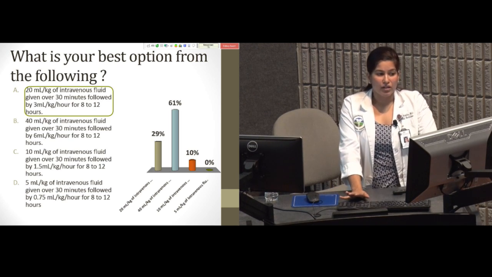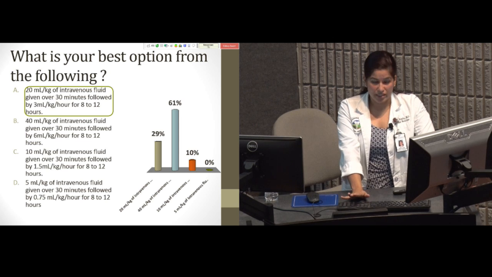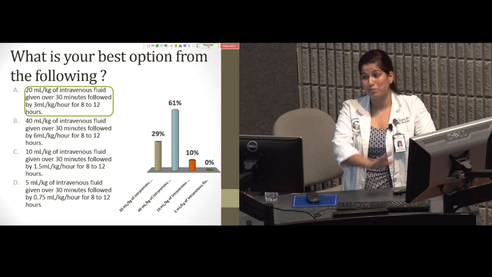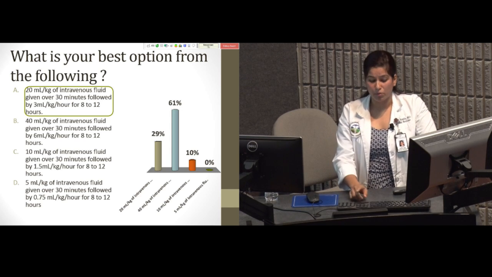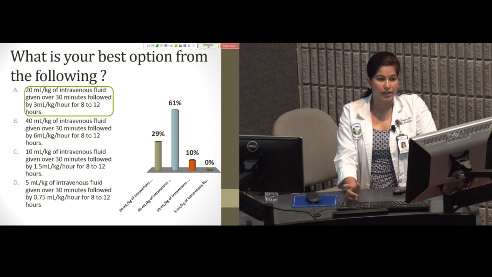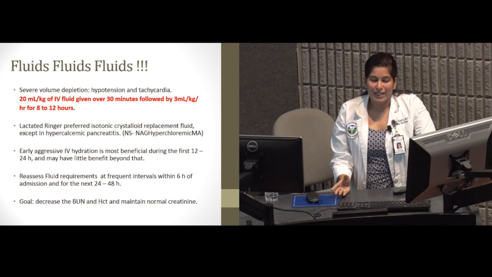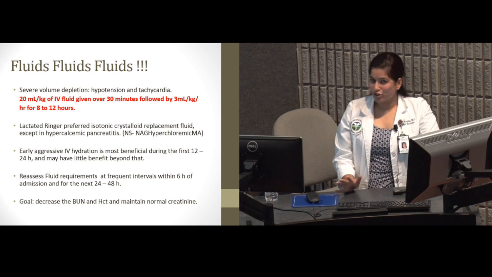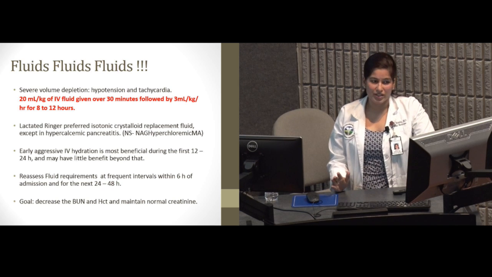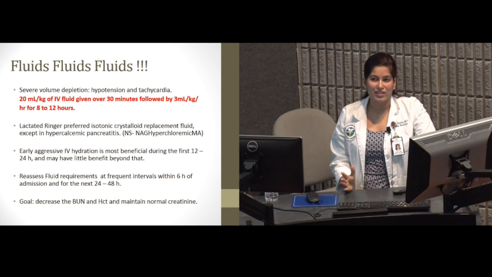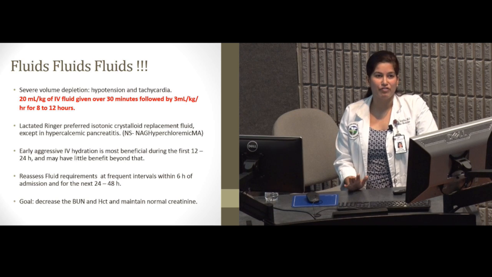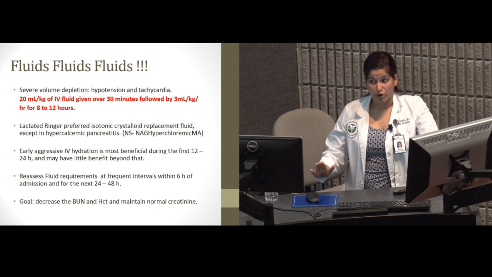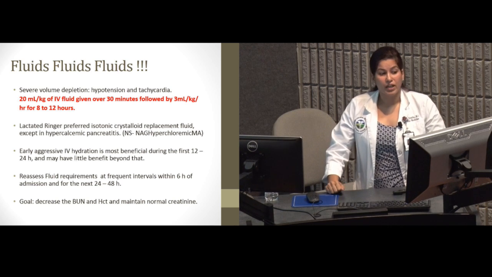So you give 20 ml per kg over the first 30 minutes, and then you give 3 ml per kg per hour for 8 to 12 hours. Please learn this number. You can refer to UpToDate for its reference. So basically, the logic is you're going to give about 10-ish liters of fluid in the next 12 hours, depending on the patient's weight. About 7 to 10 liters is the average you will end up giving to a patient in the first 12 hours. It's very important.